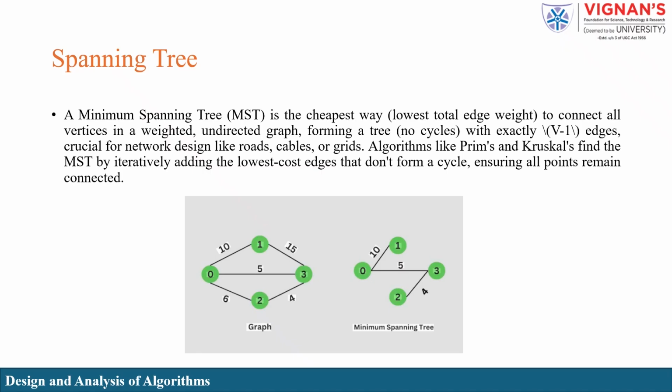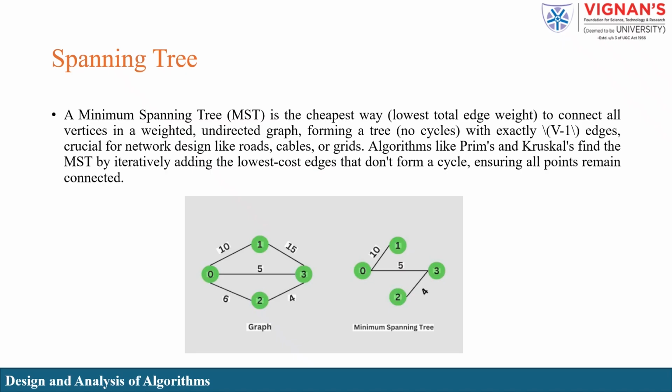To find a minimum spanning tree, we use algorithms like Prim's algorithm and Kruskal's algorithm. These algorithms work by repeatedly selecting the lowest cost edges, while making sure no cycle is formed and all vertices remain connected. Now look at this example.